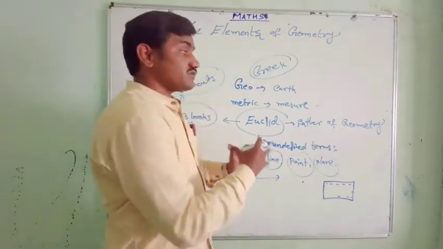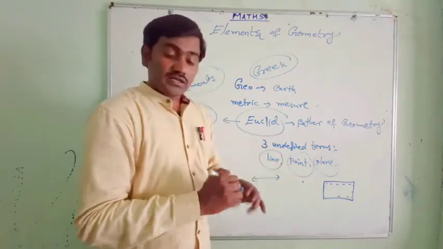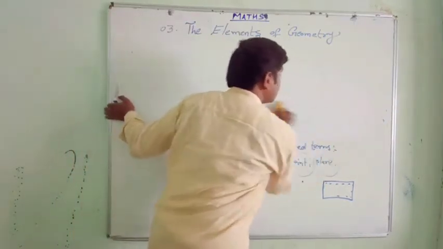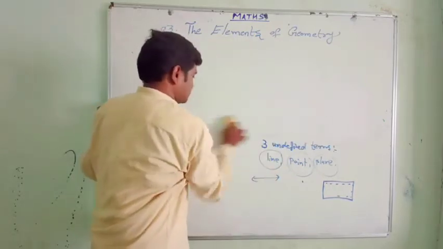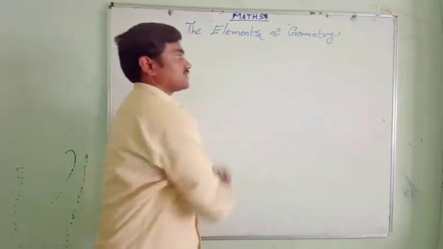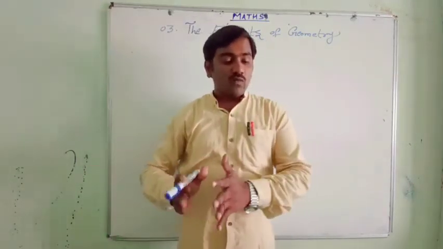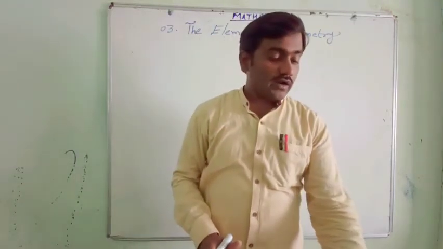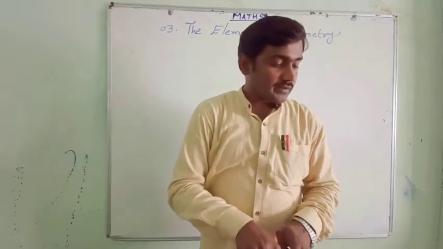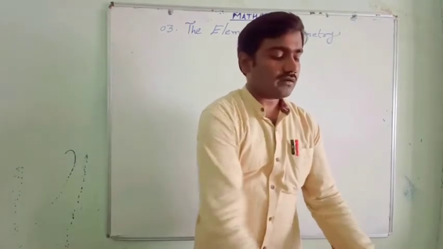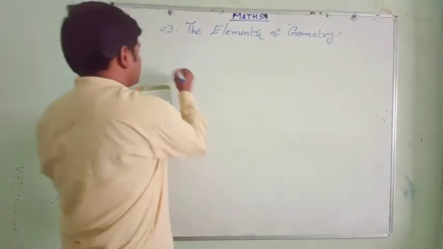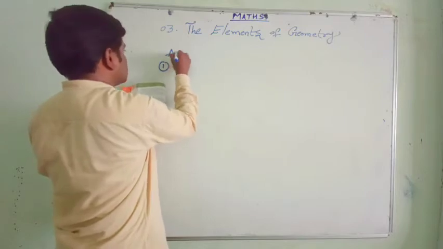These are the main things which we use. Other than this, we have to learn Euclid's axioms and Euclid's postulates. So let us learn one by one what Euclid's axioms are and what Euclid's postulates are. The first one is Euclid's axioms.